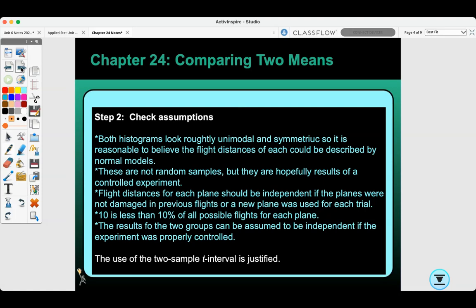These are not random samples, but they are hopefully results of a controlled experiment. Flight distances for each plane should be independent if the planes were not damaged in previous flights or a new plane was used for each trial. 10 is less than 10% of all possible flights for each plane. And the results of the two groups can be assumed to be independent if the experiment was properly controlled. So you do need to talk about that if it doesn't say anything about it. So the use of a two sample t interval is justified.